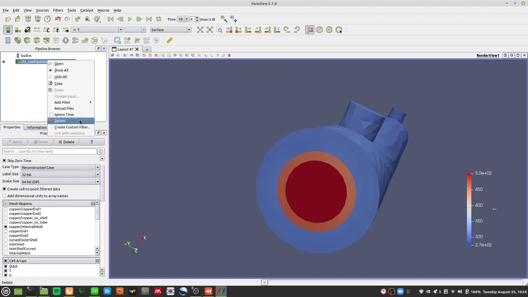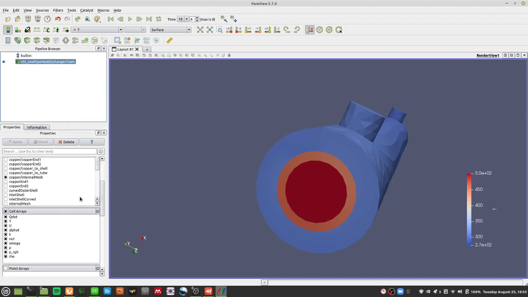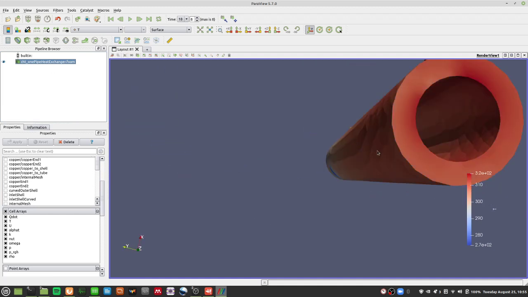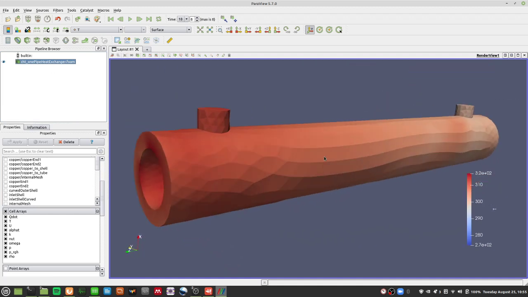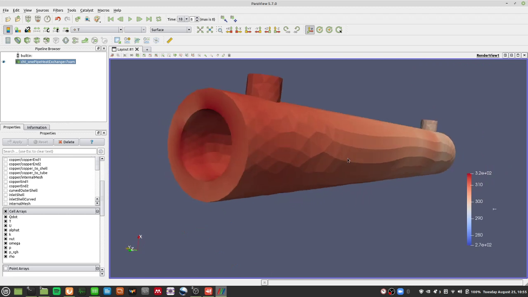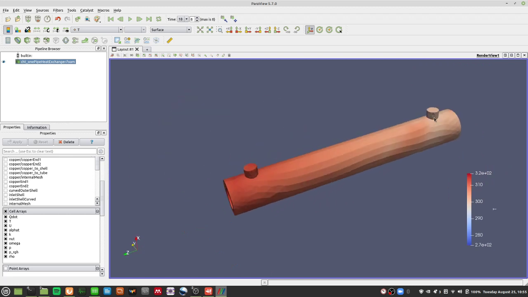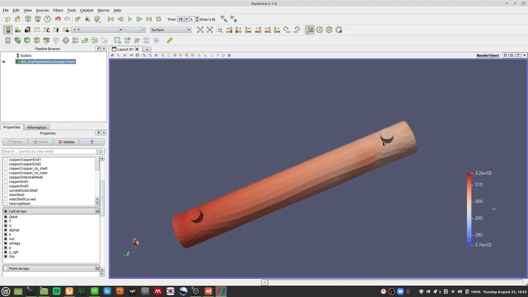Okay, so let's take a look at the shell side, for example. So I'm checking off the tube internal mesh and copper internal mesh. Take a look at the shell side, and I will give it the T. Alright, so what we can see is that the shell side is supposed to be cold. So this is the inlet, let me see, inlet shell. Okay, so that's the inlet.